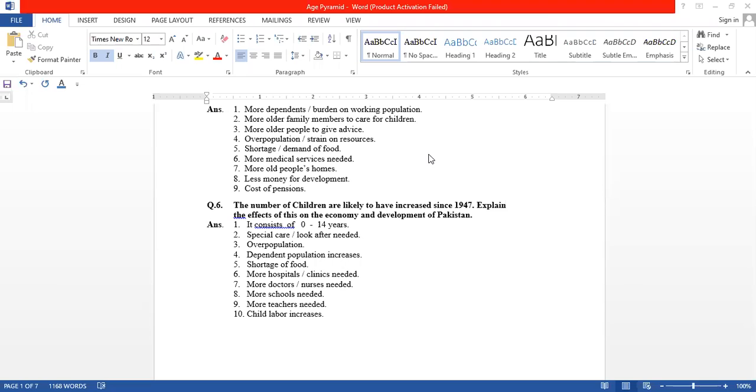For proper looking after, special care is needed. In case of any kind of health problem, more hospitals are needed, more doctors are needed for proper treatment, as well as for giving them education. More schools and more teachers are also needed. But in case of maximum children, child labor will also increase in our country. So these are the problems in case of a maximum birth rate.